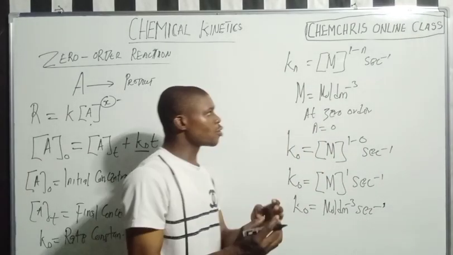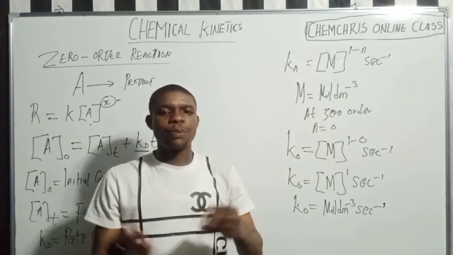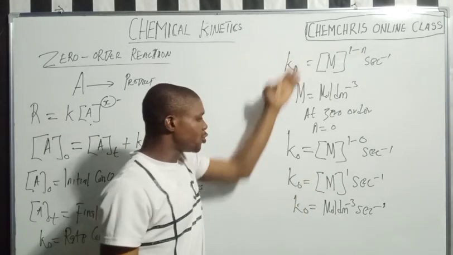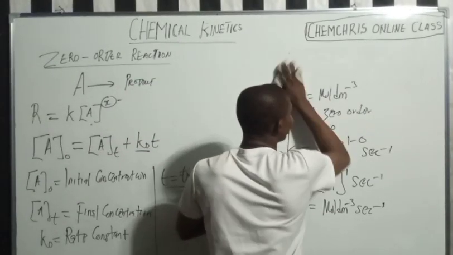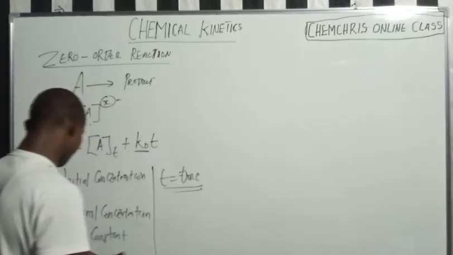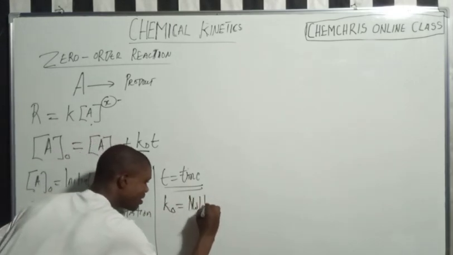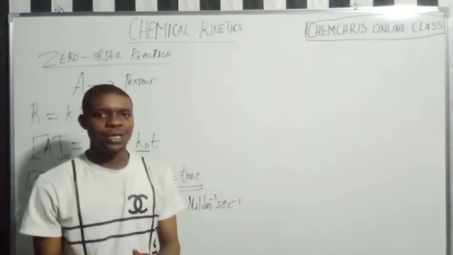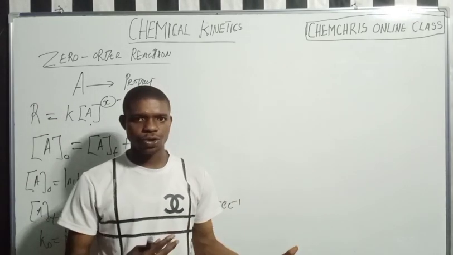Do you understand? By the time we get to our first order reaction and second order reaction, I want to show you how you can get K1 and K2 using this simple formula here. Our focus first now is the zero order reaction. The rate constant K naught equals mole per dm cube per seconds. Now the next thing we want to do is start solving problems under this. So that's what I'm going to look at now.